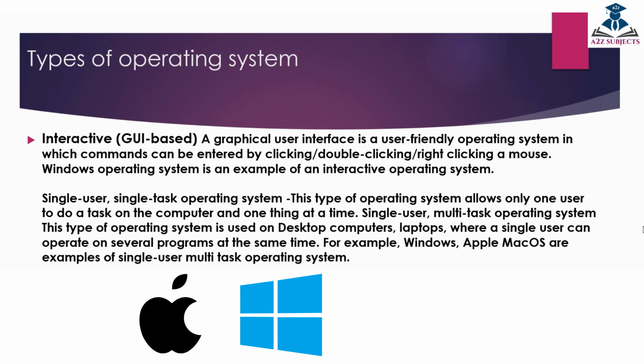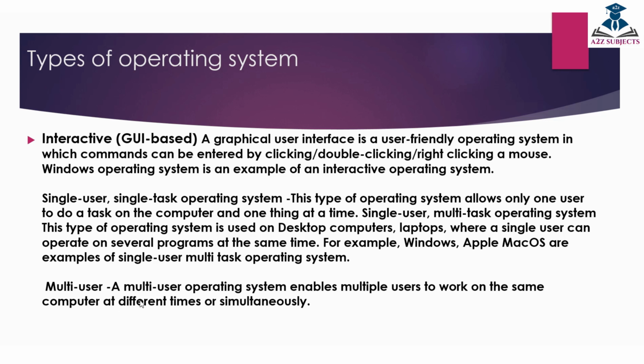Single user multitask operating system. This type of operating system is used on desktop computer, laptop, where a single user can operate on several programs at the same time. For example, Windows, Apple, Mac OS are example of single user multitask operating system. A multi-user operating system enables multiple users to work on the same computer at different times or simultaneously.